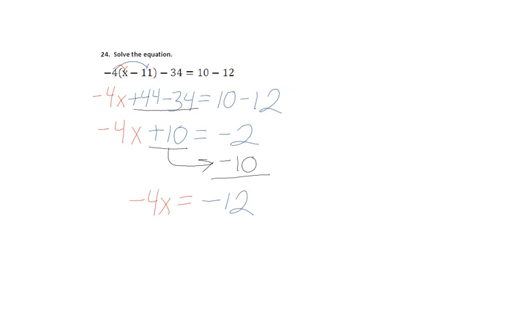As soon as all the letters are on the left and all the numbers are on the right, the last step is to divide. We will do negative 12 divided by negative 4, and that is equal to positive 3.